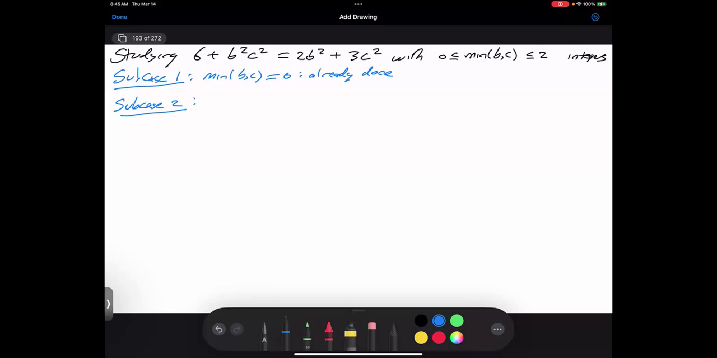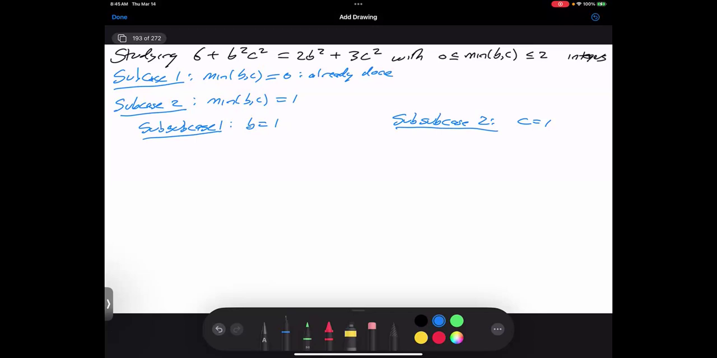So now, the minimum of B and C equals 1. How can we have that happen? So we have subcases. Subcase 1 is b equals 1, and subcase 2, c equals 1. Are these subcases mutually exclusive? No, they could both be 1. So let's take b equals 1. Do you see how I'm putting in a lot of information? Rather than trying to solve the general equation, I'm reducing myself to lots of cases where I have more stuff at my disposal.